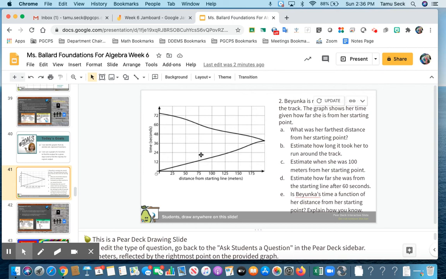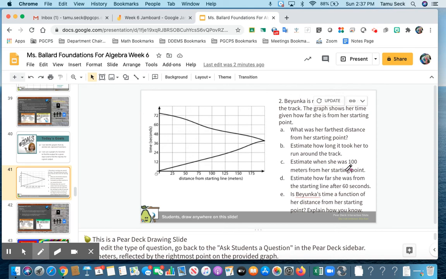So it took this amount of seconds to travel to the furthest point and then to go back. So how many seconds is that? That's a little more than 72 seconds. So make a guess. Estimate how long it took her to run around the track. Whatever this number is what you should write.